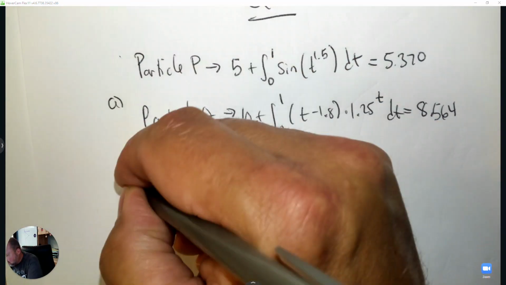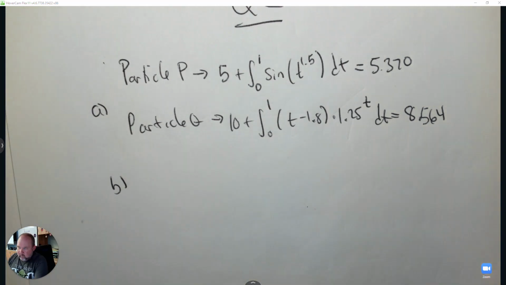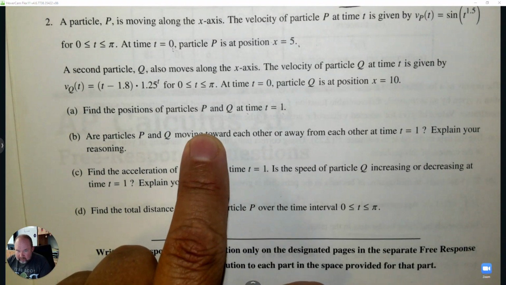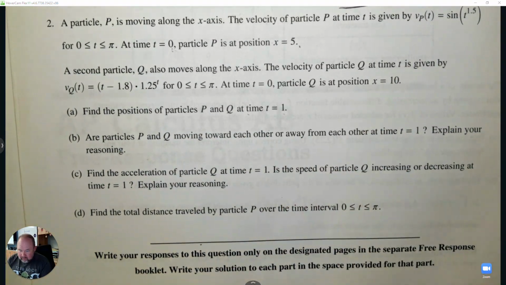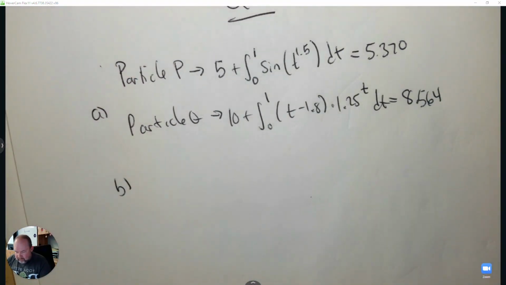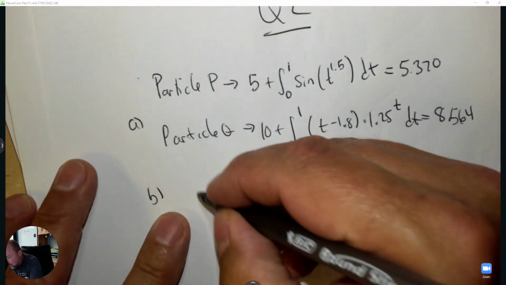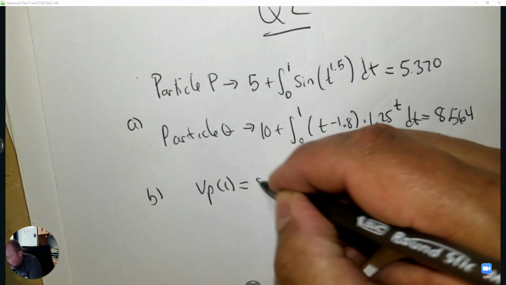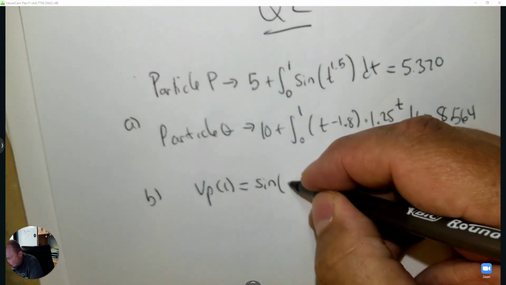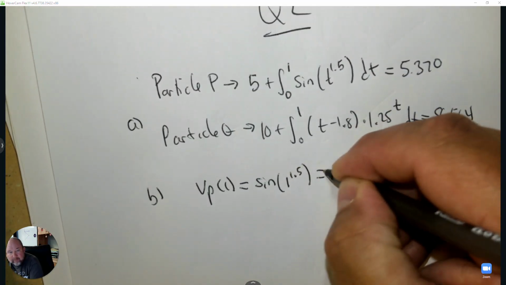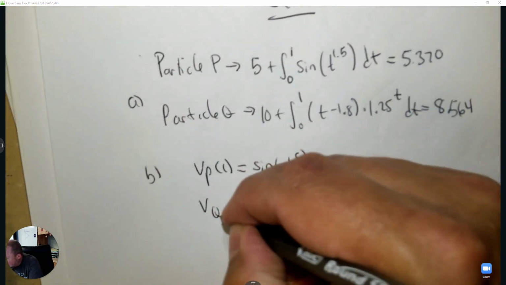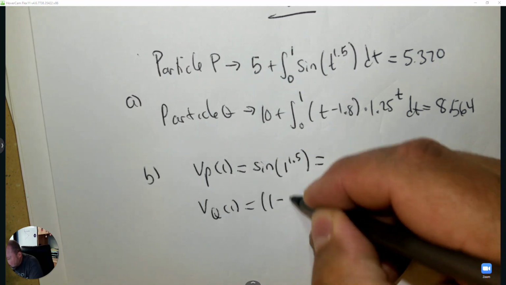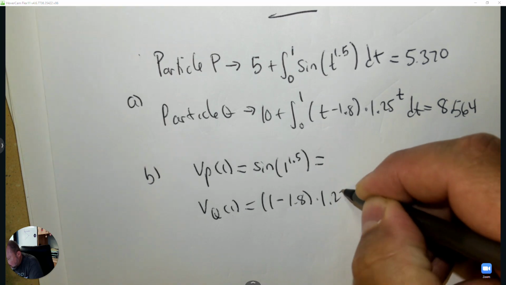All right, that was part A. Part B, not too bad. Are particles P and Q moving towards each other or away from each other at time t equals 1? And explain your reasoning. So I need to understand, first of all, the velocity of P at 1. So it means I got to use my calculator again. Plug in 1. And the velocity of Q at 1. So I just plug 1 in for t, use my calculator, and see what the answer is.